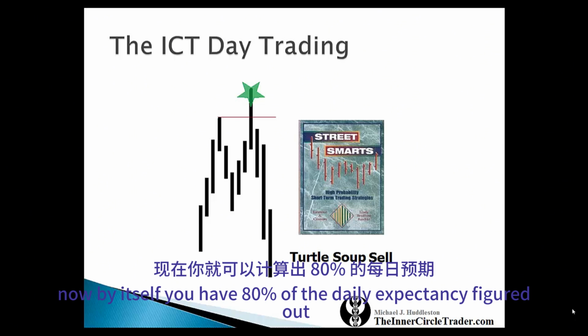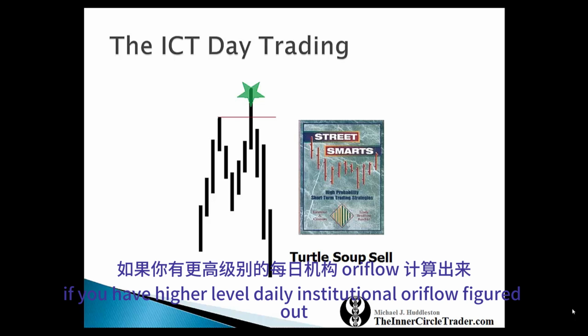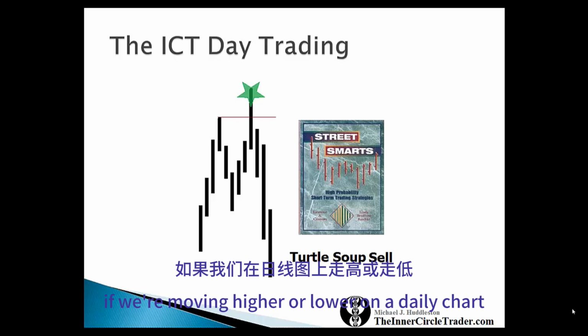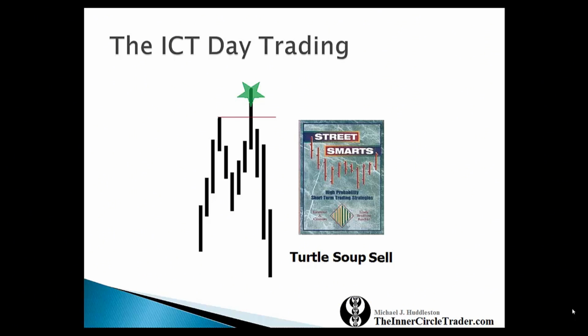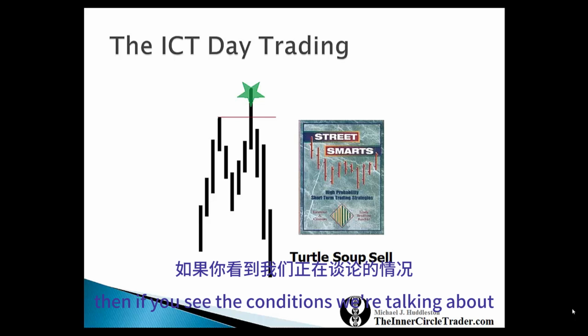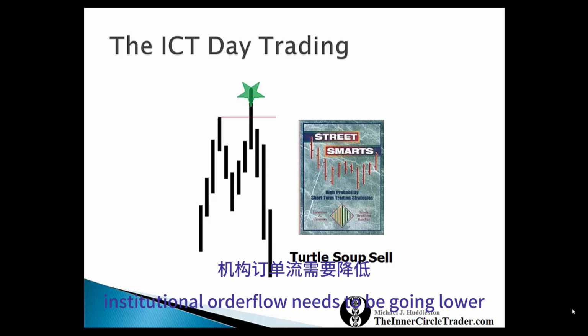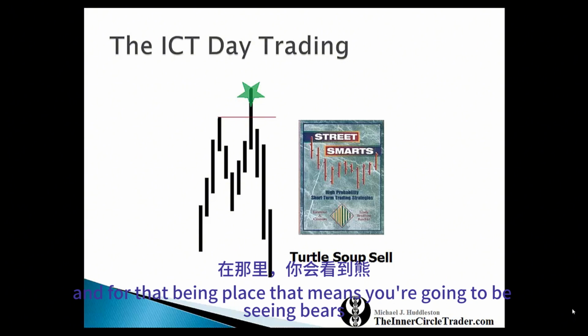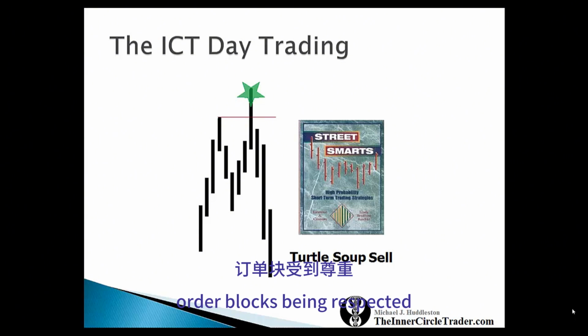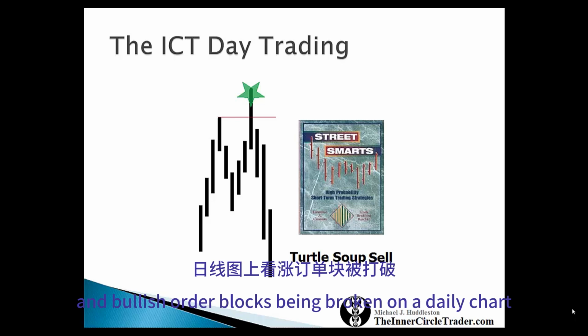Now, by itself, you have 80% of the daily expectancy figured out if you have higher level daily institutional order flow figured out. If we were moving higher or lower on a daily chart, only trade in that direction. Then, if you see the conditions we're talking about, if in this case we're looking for a turtle soup sell, institutional order flow needs to be going lower. And for that to be in place, that means you're going to be seeing bearish order blocks being respected and bullish order blocks being broken on the daily chart.